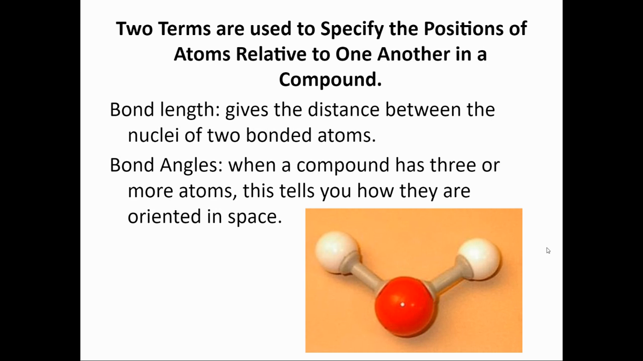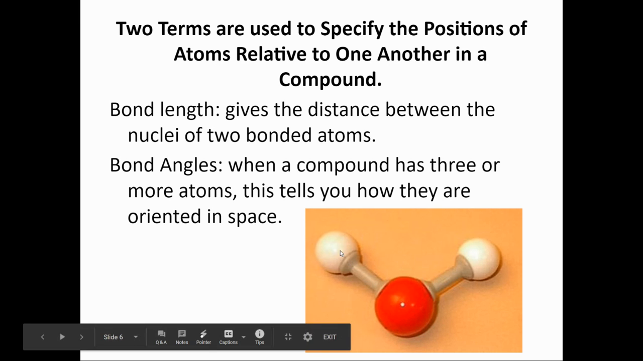So two terms are used to specify the positions of atoms relative to one another in a compound. You have the bond length, which gives the distance between the nuclei of the two bonded atoms, and the bond angles. When a compound has 3 or more atoms, this tells you how they are oriented in space.